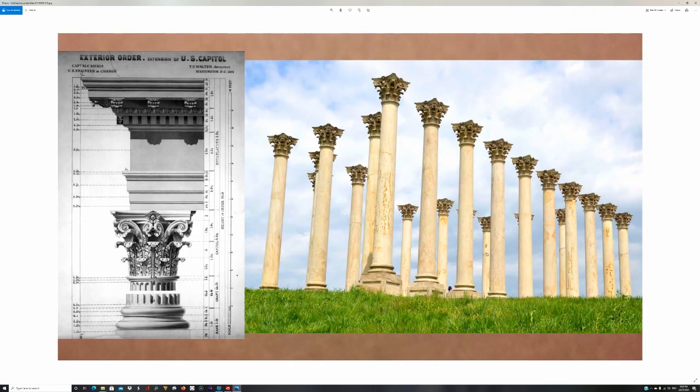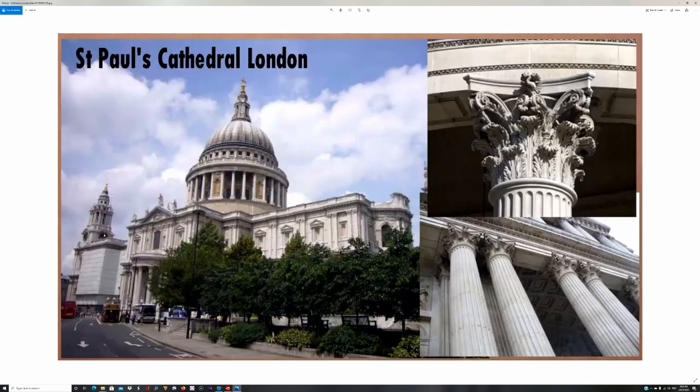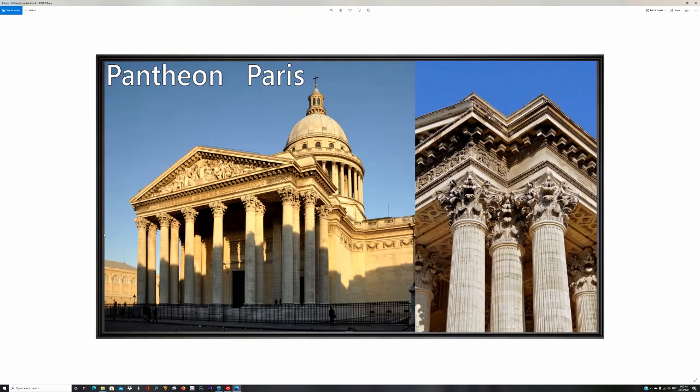Just Corinthian now. These are in the National Arboretum in Washington, sandstone columns these ones are. They were originally part of the US Capitol building and moved away. You can see an illustration of the US Capitol building. St. Paul's in London, Corinthian, hundreds and hundreds of examples, ancient and modern. Pantheon in Paris, again, these are really nice detail and design that goes into these. You can see the US Capitol building, same sort of neoclassical design.